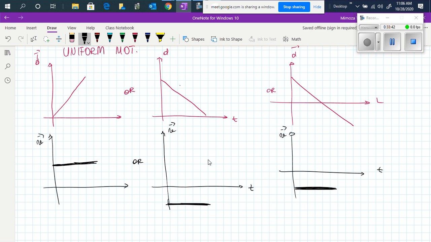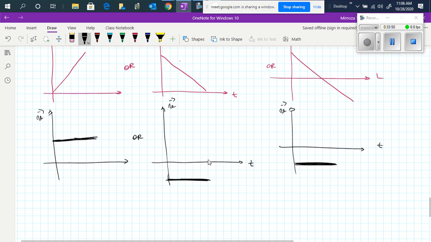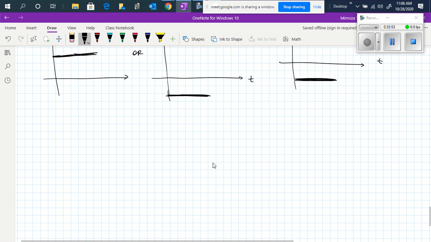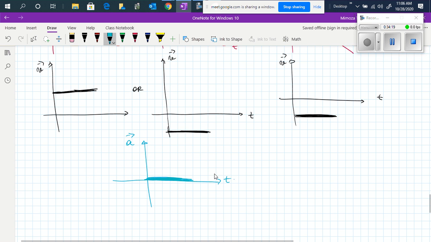Now the question may be, what is happening if the object is at rest? If the object is at rest, it is not moving, so the displacement doesn't change, and the velocity is equal to 0. Now, when we talk about the acceleration, in all three cases the acceleration time graph is 0, because this is the definition of uniform motion. Uniform motion doesn't have acceleration. The acceleration is equal to 0.